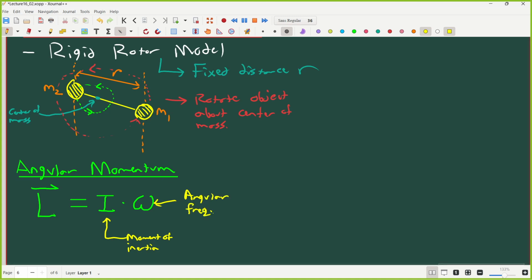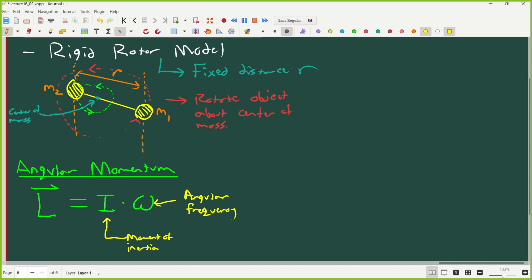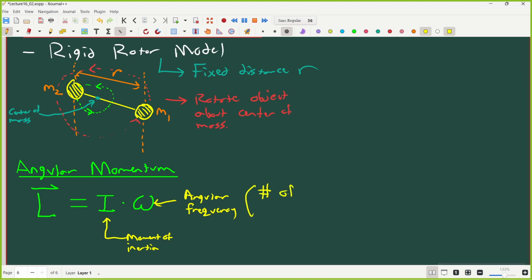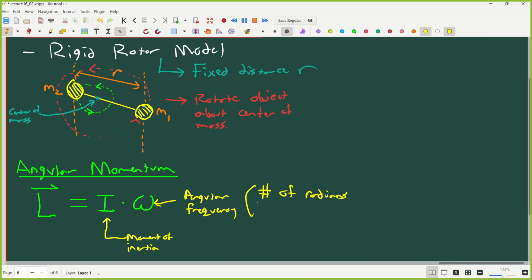If we want to spin our figure skater so that it completes a whole rotation in 1 second, the angular frequency would be 2 pi radians in 1 second. It's how many radians per second. So if you want to rotate 2 pi in 1 second, then the angular frequency is 2 pi. So this is the number of radians subtended per second.